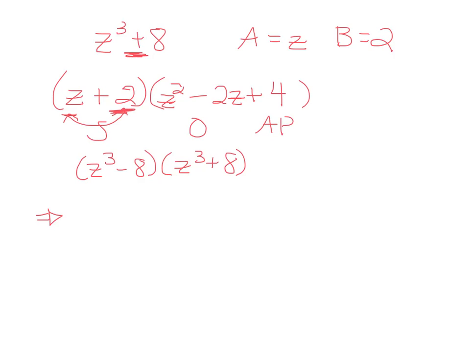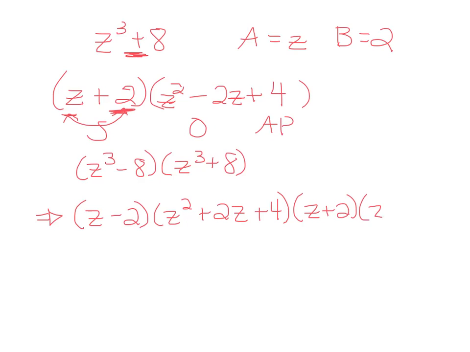Z cubed minus 8, we said factored into z minus 2, z squared plus 2z plus 4, and then we said z cubed plus 8 factors into z plus 2 times z squared minus 2z plus 4. And this is my final answer.